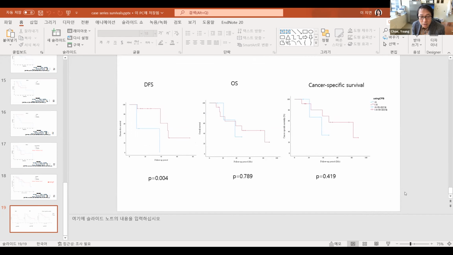Because once the recurrence is detected, the physician does other treatments for those patients. They don't just leave them. Sometimes retransplantation, or lobectomy of the donor lung, or chemo.